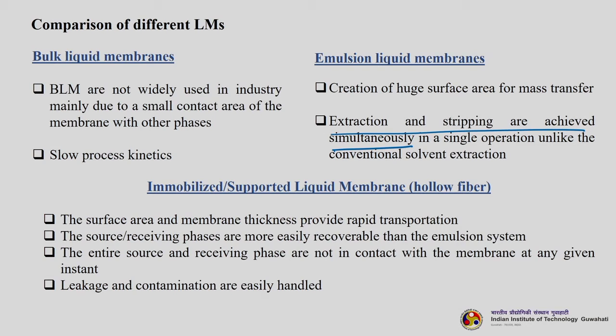And in immobilized and supported liquid membrane systems, including the hollow fiber systems, the surface area and the membrane thickness provide rapid transportation. The source or receiving phases are more easily recoverable than in the emulsion system. The entire source and receiving phase are not in contact with the membrane at any given time. Instant leakage and contamination are easily handled.